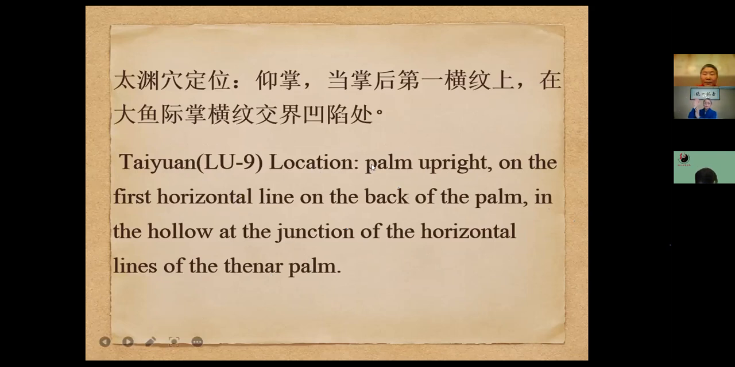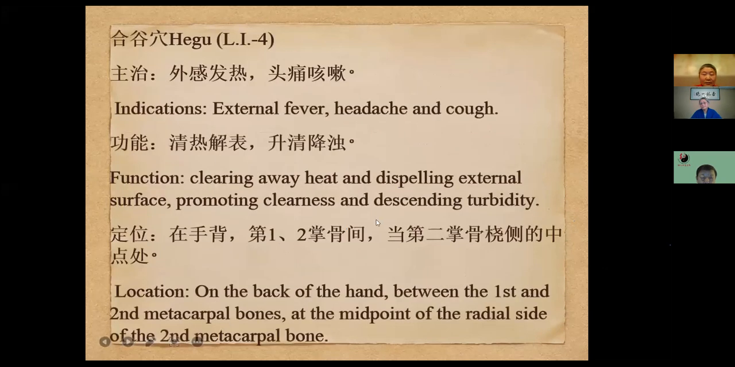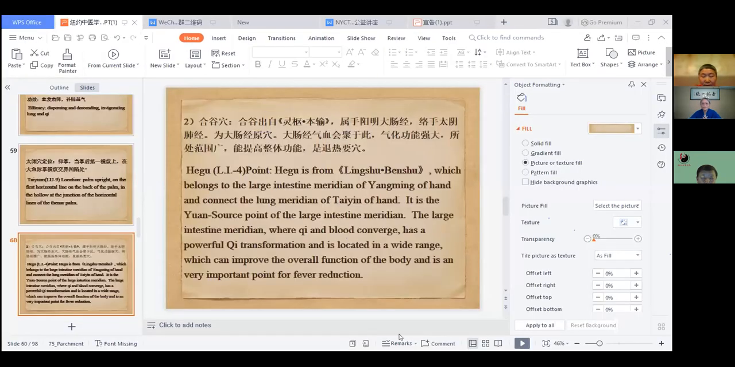And the Taiyuan location: palm upright, on the first horizontal line on the back of the palm, in the hollow at the junction of the horizontal lines of the thenar palm. Let's have the doctor show us. Normally when you put the finger there, you will feel the pulse. And then you gently... okay, wait a minute. Stop here. Okay.